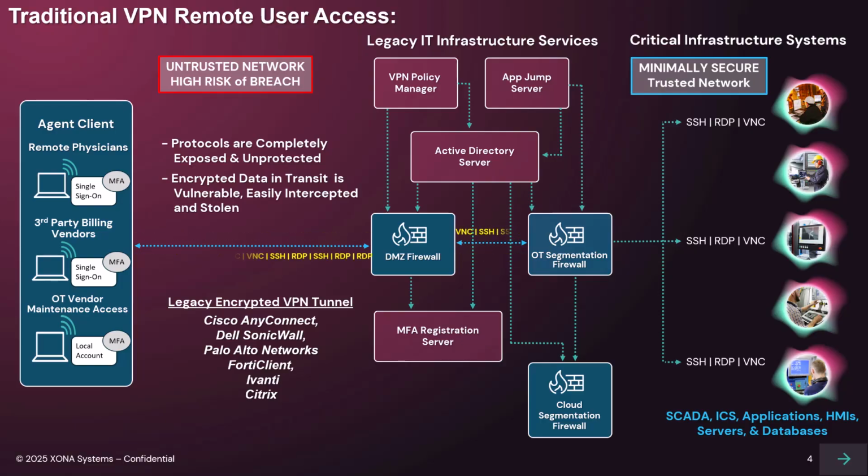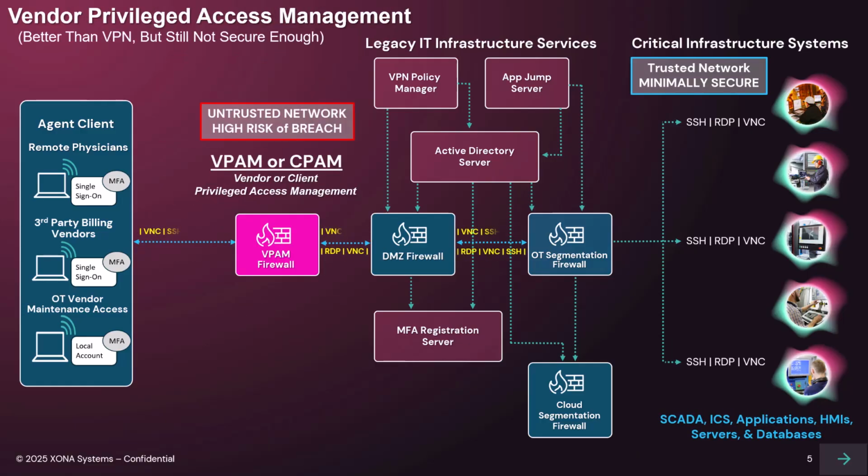On the left, you have untrusted devices, third-party vendors, contractors, billing systems, and remote physicians, all connecting through that VPN tunnel that gives them direct network-level access. Once inside, they are effectively on the same network as critical infrastructure systems, which is why this model introduces such a high risk of breach and is considered only minimally secure in a modern IT zero-trust security framework.